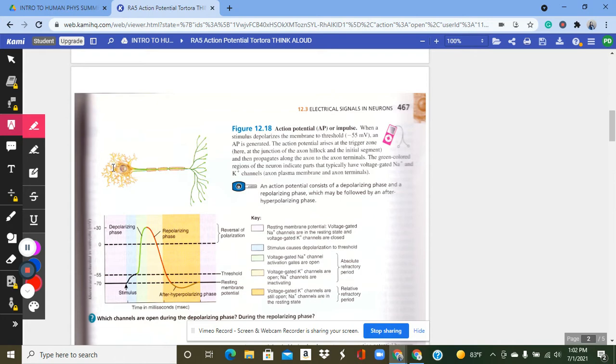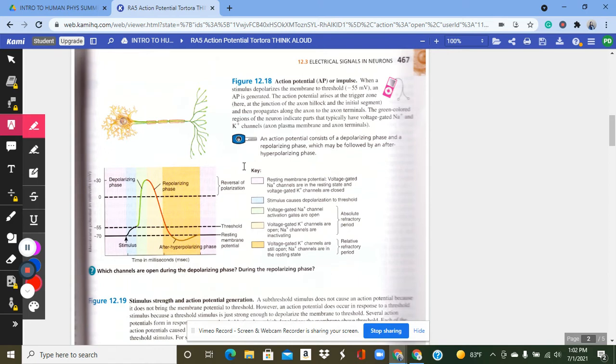So the green-colored regions of the neurons have voltage-gated channels. Okay. An action potential consists of a depolarizing phase and a repolarizing phase, which may be followed by an after-hyperpolarizing phase. So yeah, it was mentioned before in the earlier paragraph.